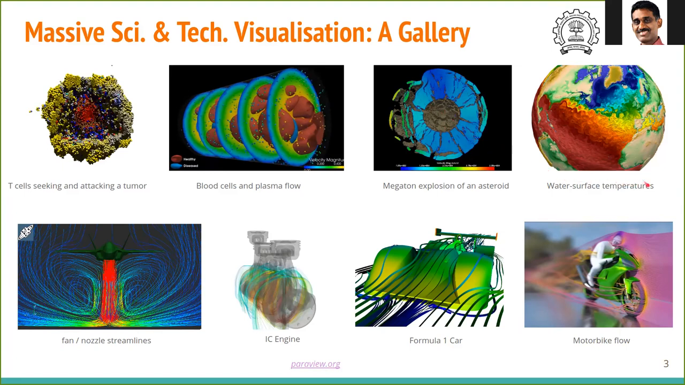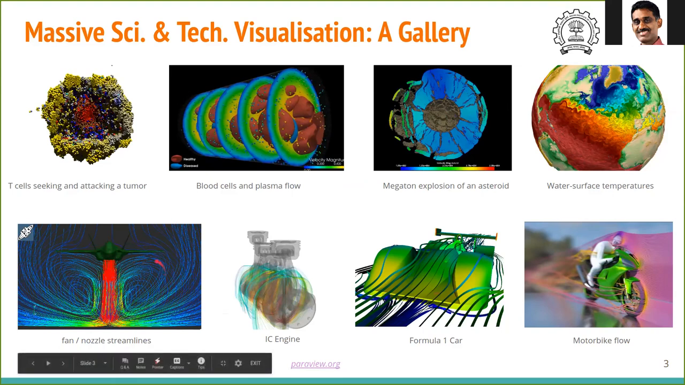This is a visualization of water surface temperature on the globe. Here are some engineering applications. This is the flow around a fan and a nozzle, showing how the local flow is generated, where there is more mixing, where there is higher velocity and so on. This is an IC engine, and the lines here are streamlines showing the flow around the IC engine as air enters these chambers.